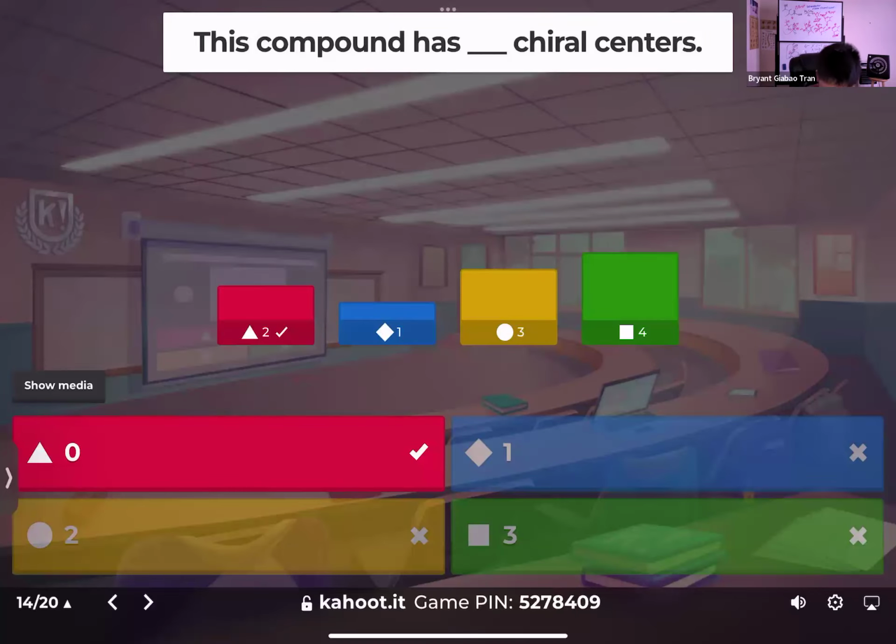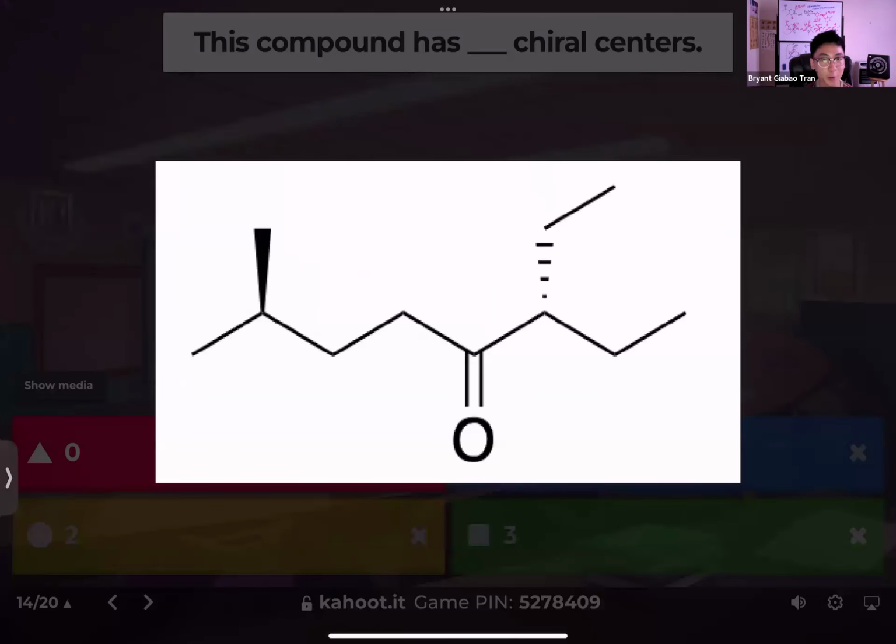This is a tricky one, right? Because even though there are wedges and dashes, it does not mean that that carbon is always chiral. The one with the wedge, methyl, that carbon has 2 methyl groups. So that's not a chiral center. The one with the dash ethyl, that carbon has 2 ethyl groups, right? So that's not chiral. So there are 0 chiral centers in this whole structure here. If you see wedges and dashes, don't automatically assume that that is a chiral center. Look at if there's any other group like that, right?